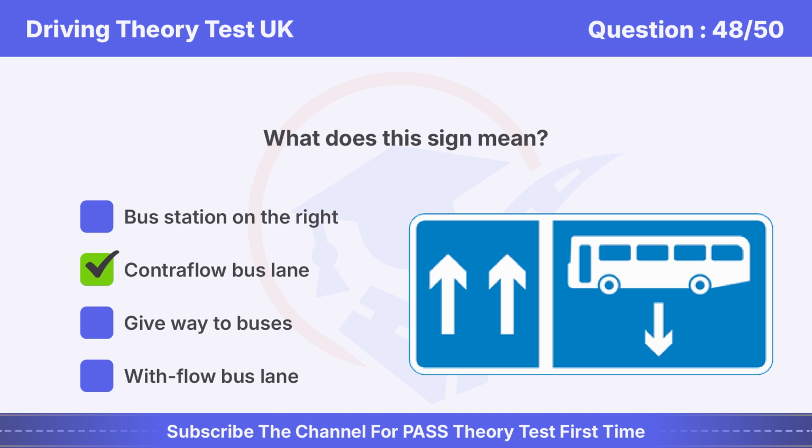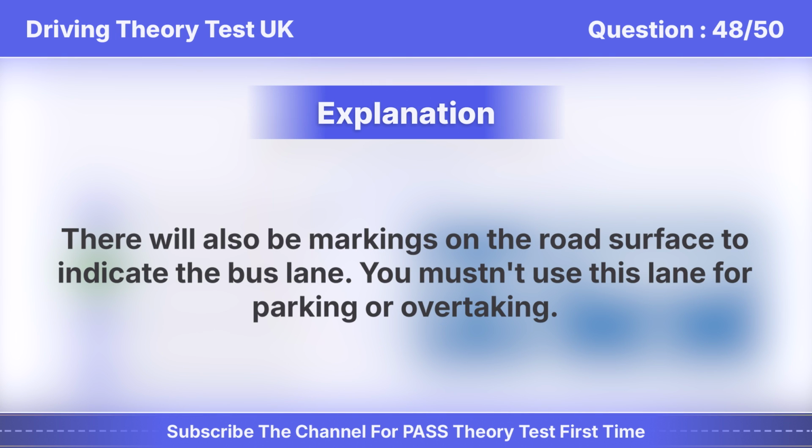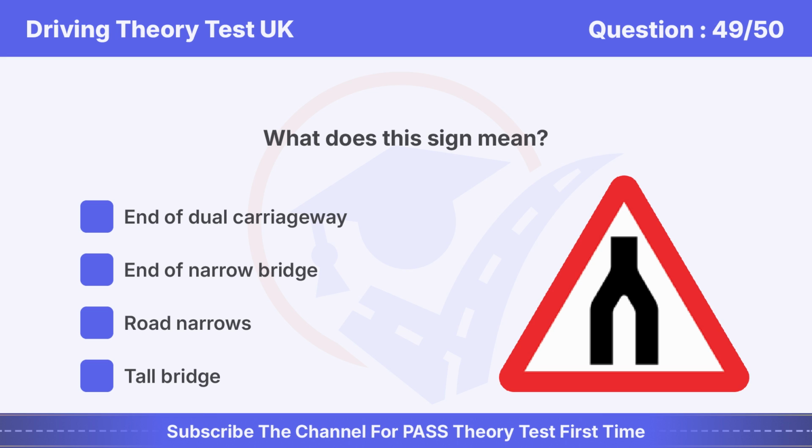Answer is B. Contraflow bus lane. There will also be markings on the road surface to indicate the bus lane. You mustn't use this lane for parking or overtaking. Question 49. What does this sign mean?